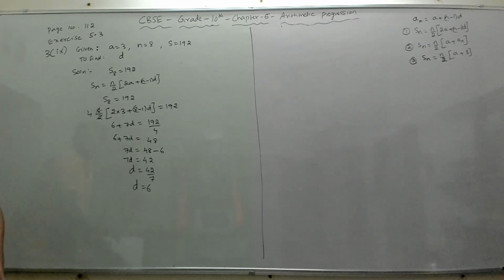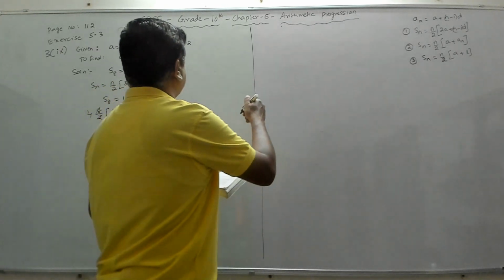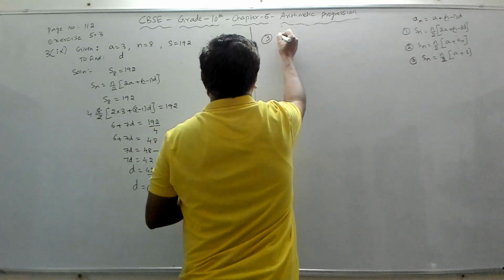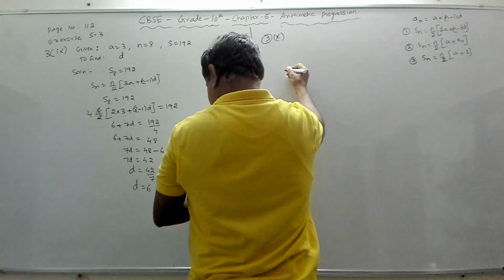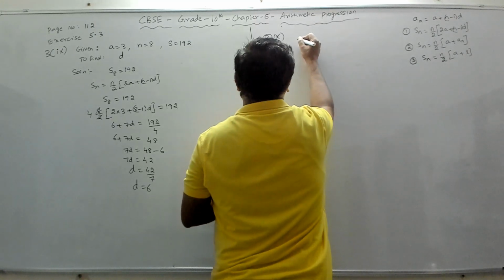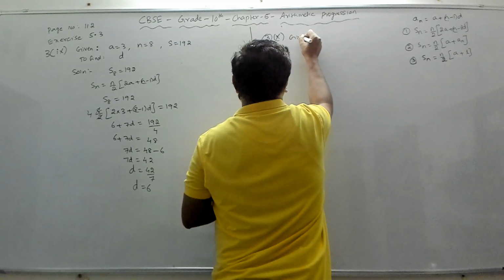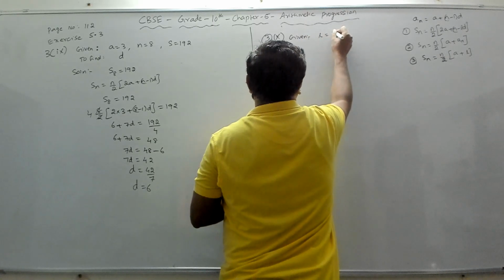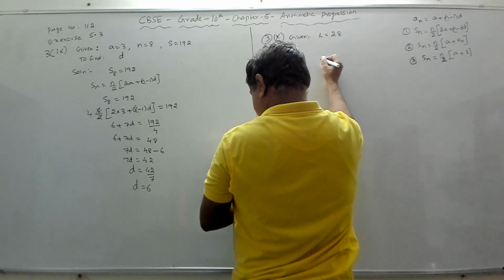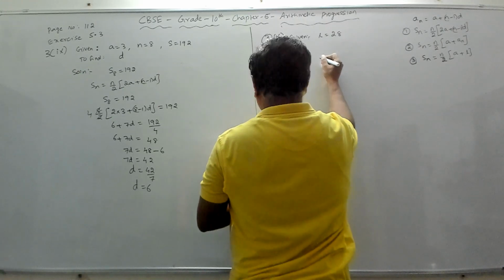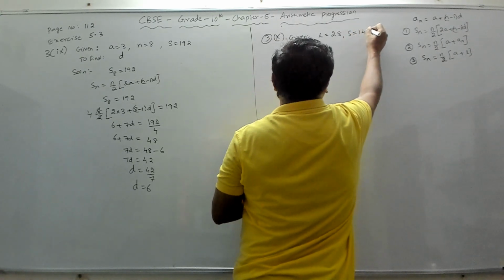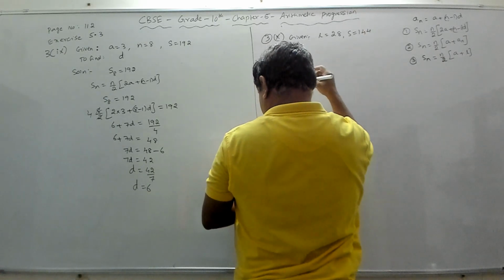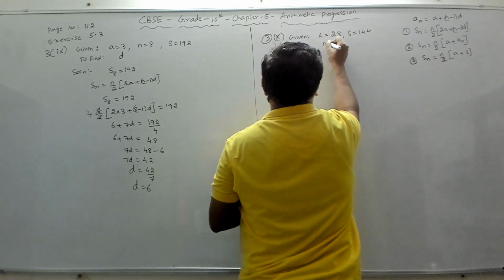Fine. So this is the ninth problem. Then in third, 10th problem, what is given? Given is L equal to 28, S is equal to 144, and there are 9 terms they have said, which means N is equal to 9.